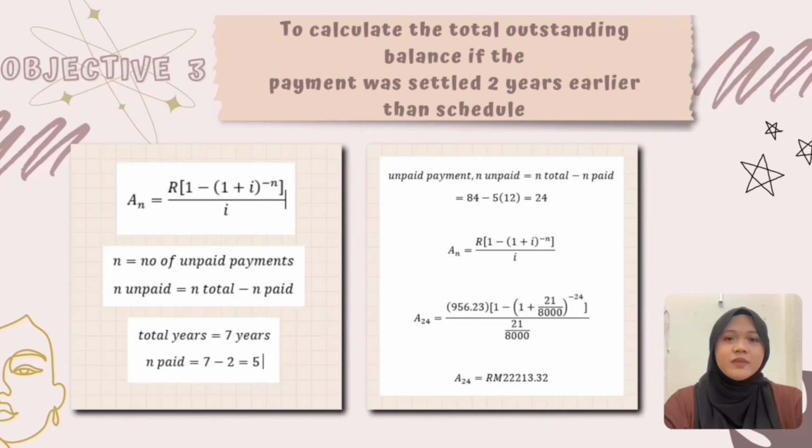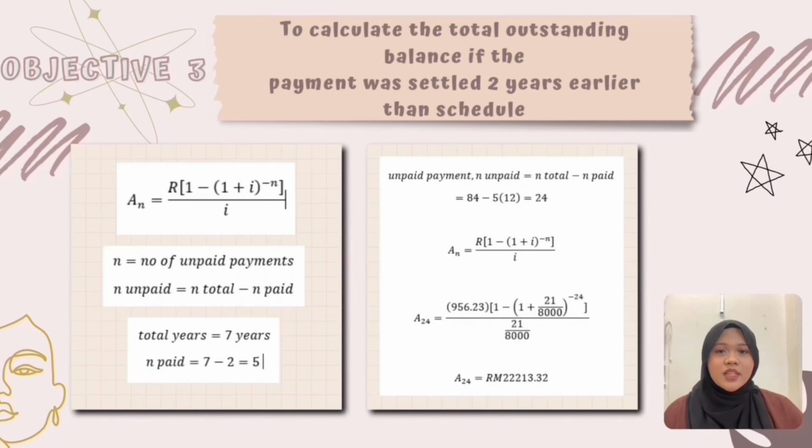Alright, let's solve the question. Firstly, we need to find n paid. Since we already know the total years is 7 years, we only need to subtract 2 from 7 to get our n paid, which is 5. The next step is finding n unpaid using the formula n total minus n paid. So the equation will be 84 minus 5 times 12, and we'll get 24. The reason I multiply 5 by 12 is because 5 is in years, so we need to convert years to months. Hence why I multiply by 12.